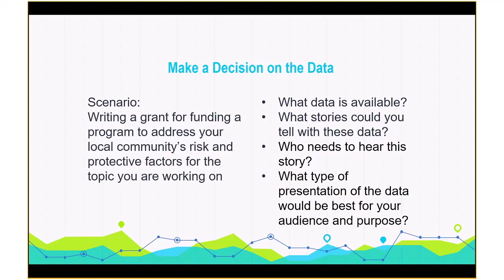The next example is writing a grant for funding a program to address your local community's risk and protective factors for the topic you're working on. Once again, think what data is available, the stories you could tell with that data. For this, your audience will be the grant reviewers, and the type of presentation of the data would be best presented in a grant proposal.